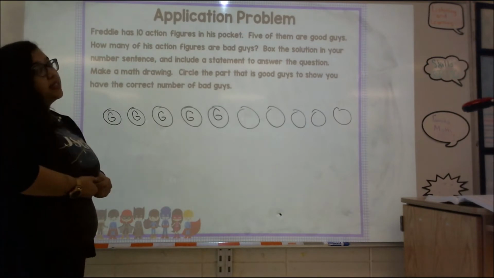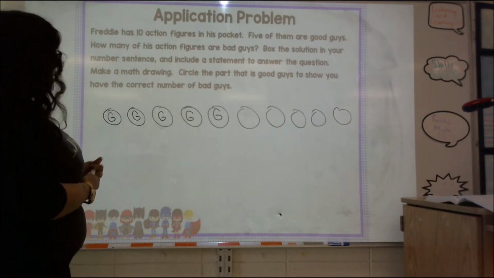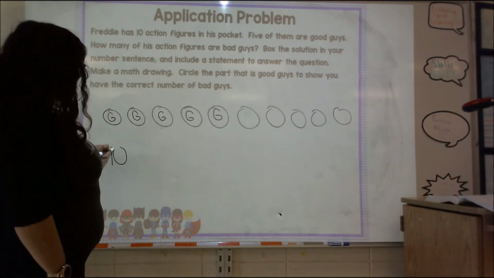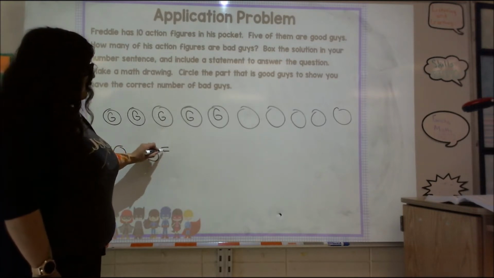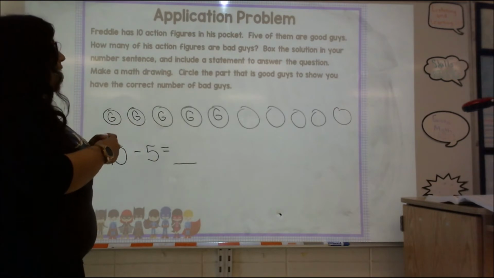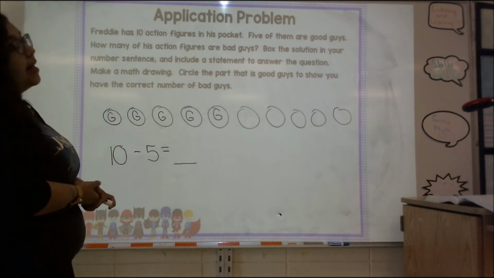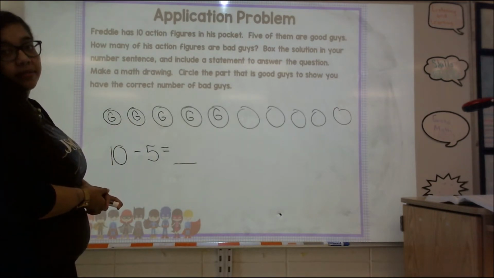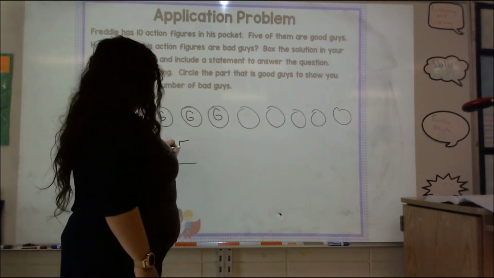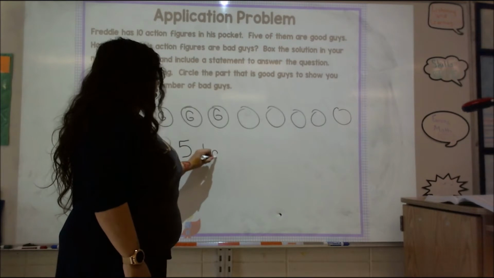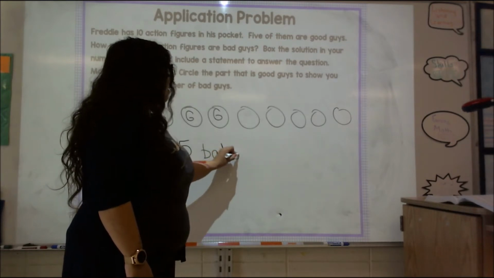Let's write a number sentence to show what we're working with right now. So we started with the whole of 10 action figures minus 5 good guys is equal to blank bad guys. How many action figures are bad guys? Good job. There are 5 bad guys.